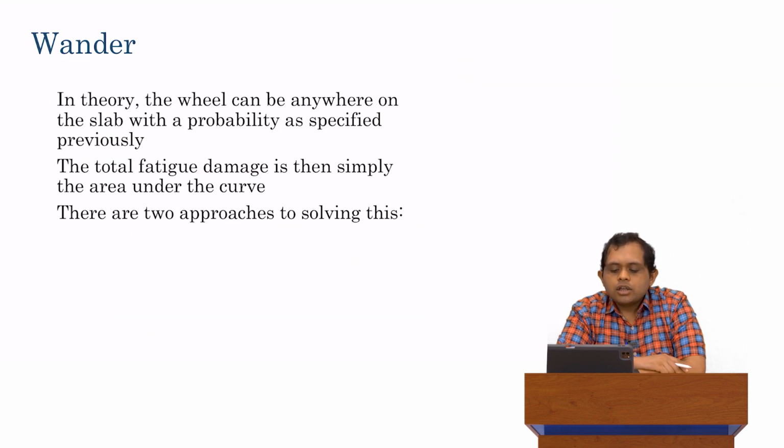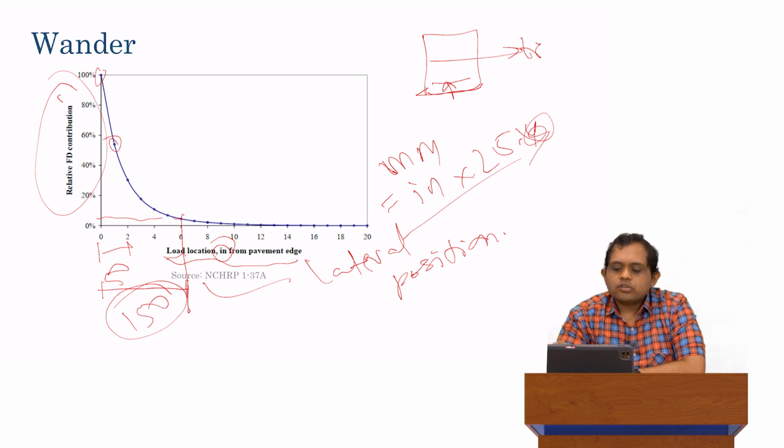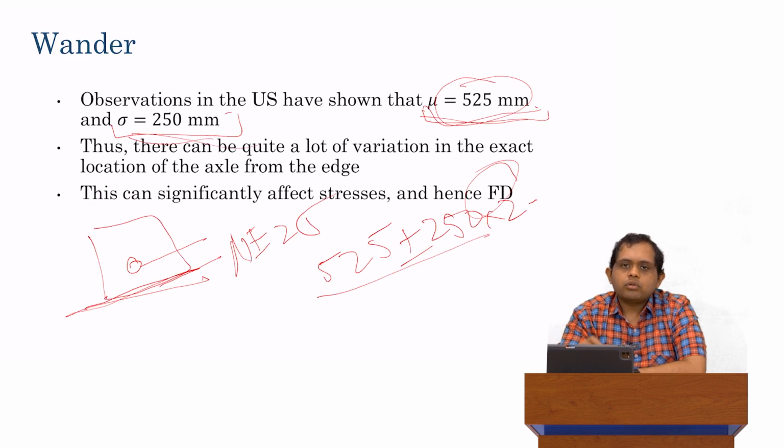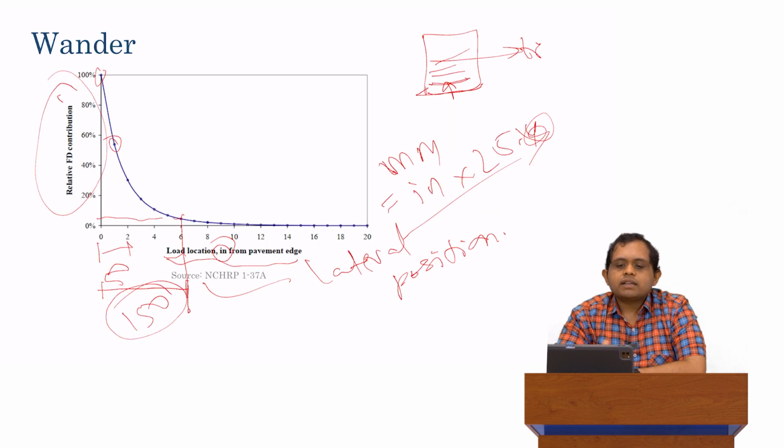Okay. So in theory, the wheel can be placed anywhere in the slab with a probability specified previously. Then what I can do is, at least in my numerical model, place my load anywhere I want on the pavement. I can calculate a fatigue damage, and I get the probability of the load being at that point. So at each of these points, I can get a fatigue damage, I can get the probability, and I can multiply it with the fatigue damage.